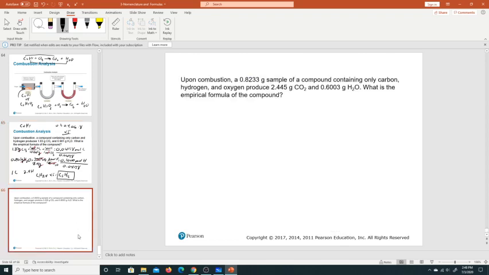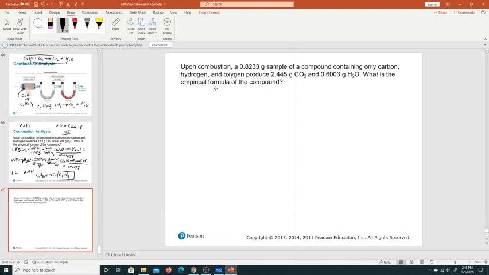Alright, so this involves a little more work. I'm going to leave the font a little bit smaller so I have a little more space to work with. Make this a little taller up here. Okay, let's take a look at this one. This one's got more information. Notice I know the mass of the sample.